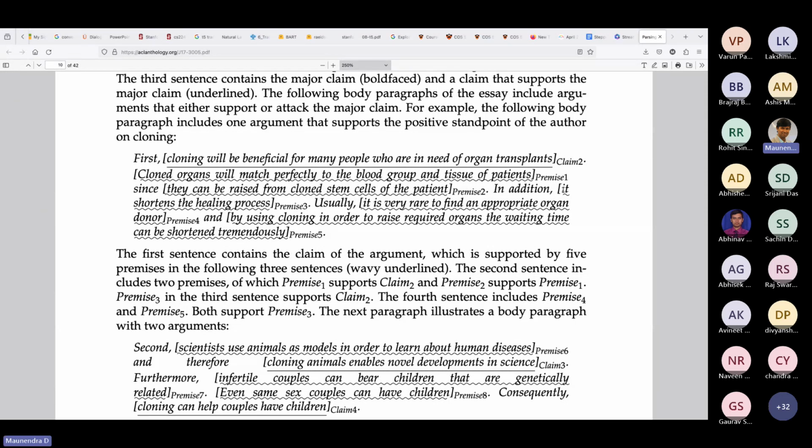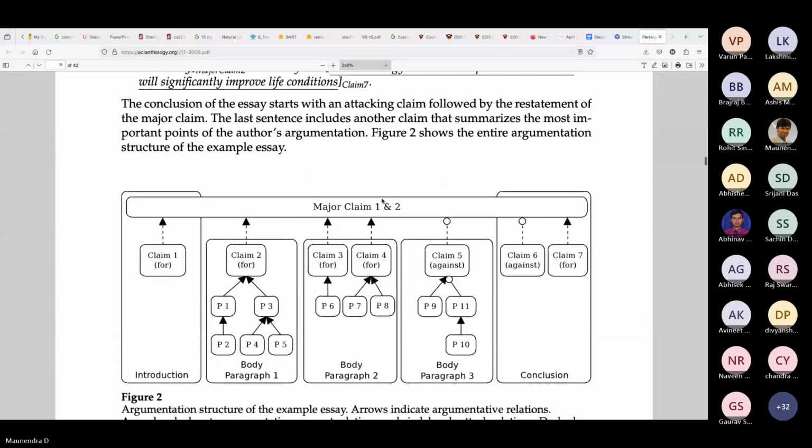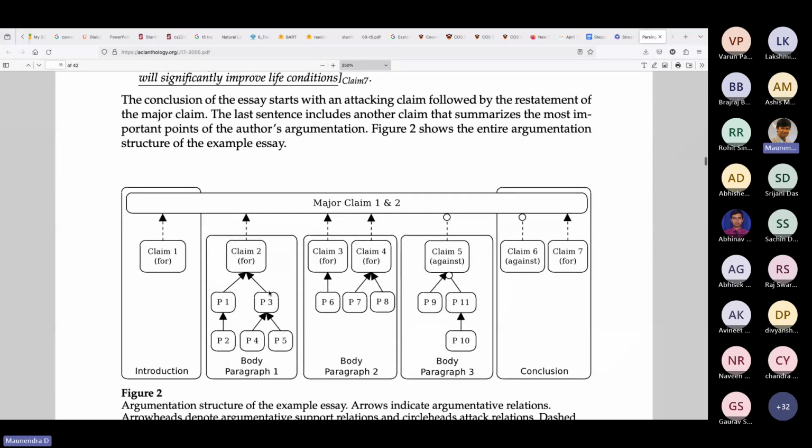And then there are things like, in addition, it shortens the healing process, so it's a separate thing. It is very rare to find an appropriate organ donor, and by using cloning, this can be done. So premise 4 and premise 5 are parallel, and they support premise 3. So P4 and P5 will lead to P3, and P1 and P3 together will support claim 2. So that's what we see. P4 and P5 connect with P3, P2 supports P1, and they together support the claim, and like that.